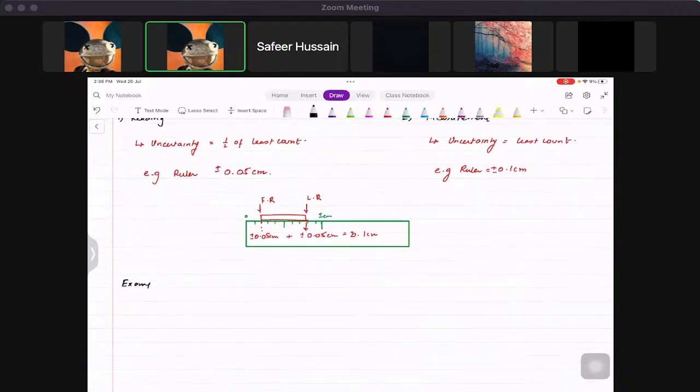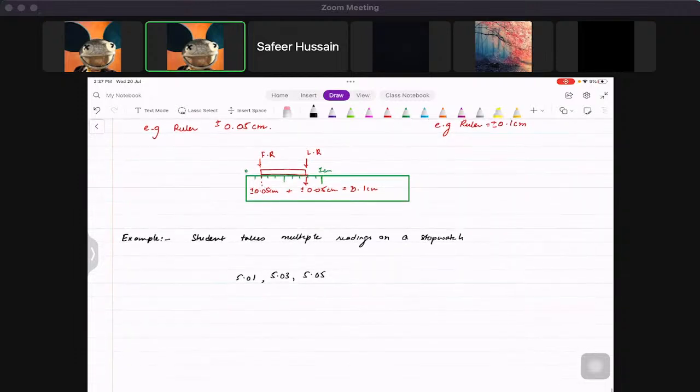there is a student who takes multiple readings on a stopwatch. So he has taken multiple readings and we want to know the uncertainty, right? So his values were three of them, these. Okay, so they want us to find the uncertainty.